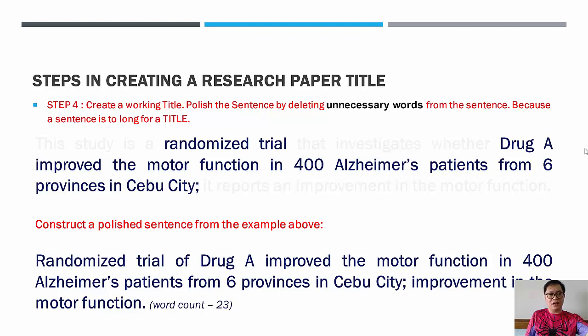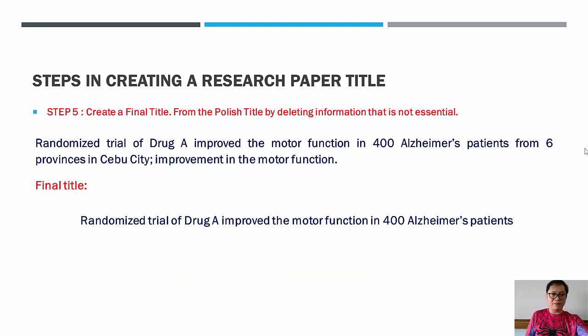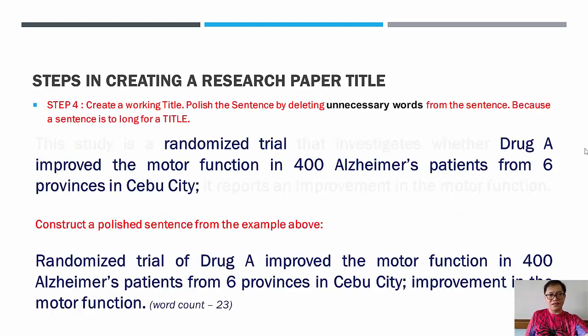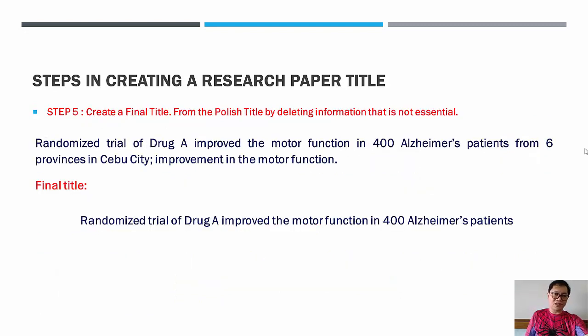Okay, so you've noticed we have a sentence, "this study." But the title will not start with "this study." It will create a sentence without "this study" at the start. Okay, step number 5, create a final title from the published title by deleting information that is not essential. Sentence, polish it, deconstruct. So from the sentence, unnecessary words, construct. After constructing, deleting non-essential words.